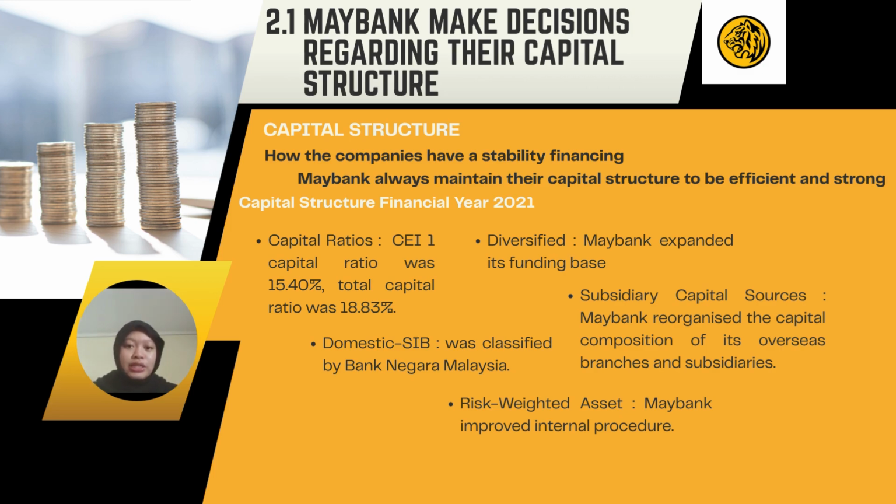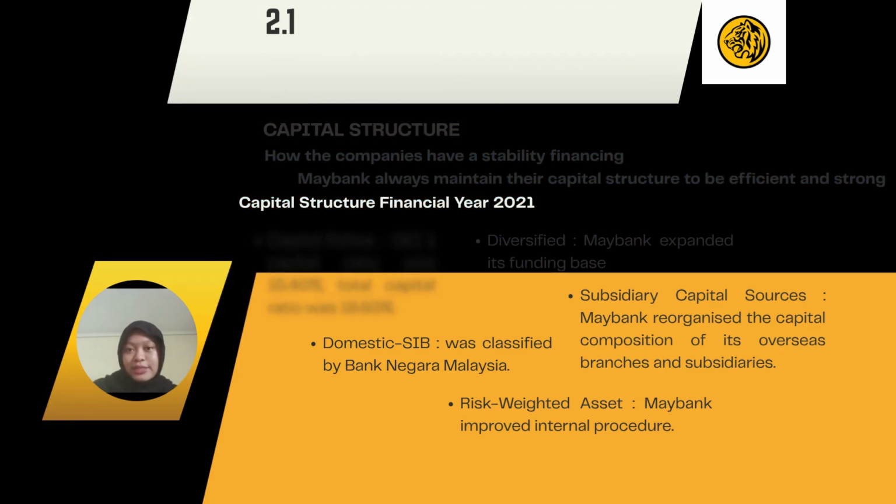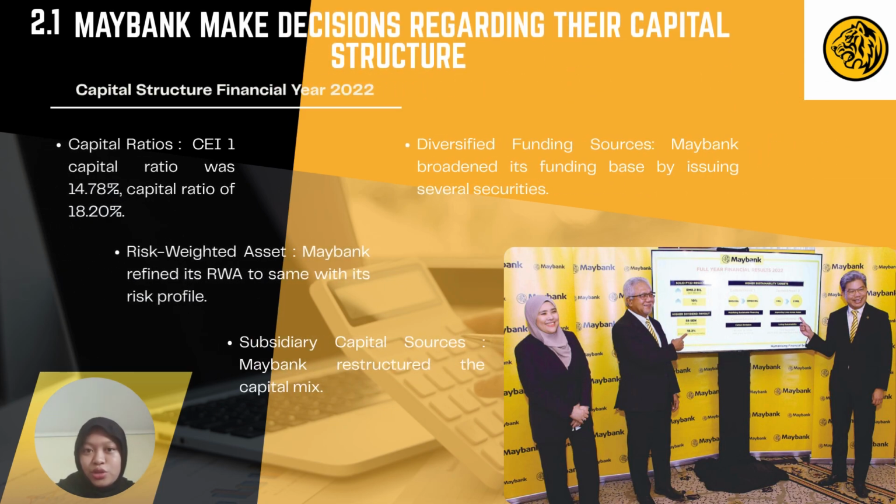The bank also undertook subsidiary capital restructuring, aligning the capital mix of its overseas branches with overall group objectives. Finally, it enhanced its risk-weighted asset (RWA) optimization by refining internal processes and improving the accuracy of RWA calculation. In 2022, Maybank maintained its strong capital position while continuing to meet regulatory standards and support business operations.